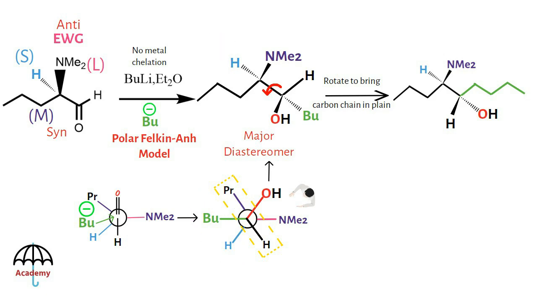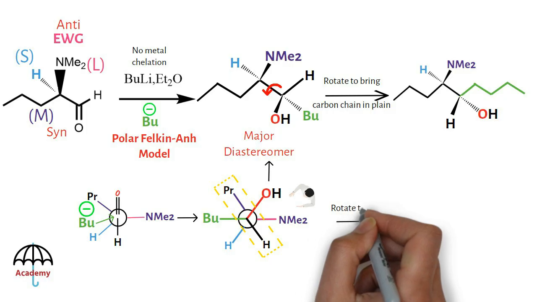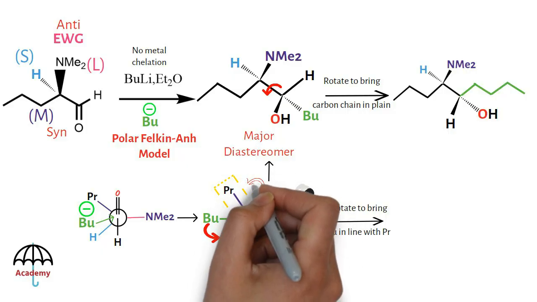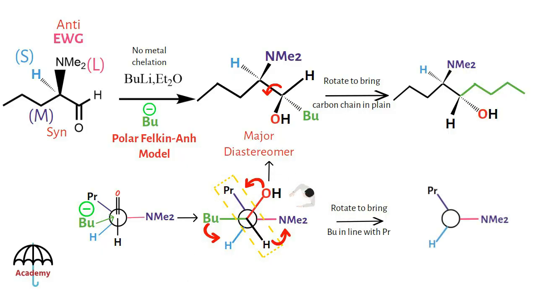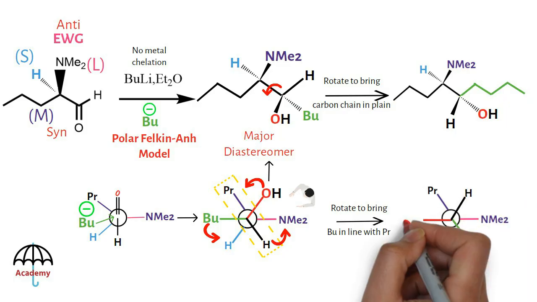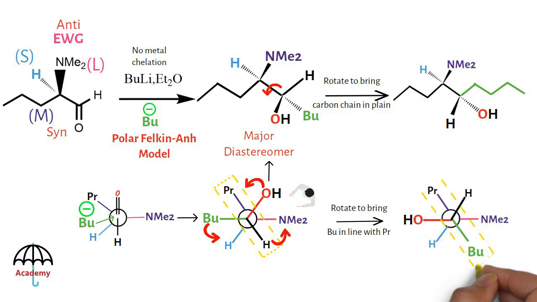In order to have longest carbon chain in plane of paper, we can rotate the front carbon to bring butyl opposite to propyl. The rotation is anti-clockwise. Groups on back carbon remain unaltered. Butyl reaches here opposite to propyl. Hydrogen reaches here. And hydroxyl reaches here. Now propyl and butyl are opposite to each other. This will be drawn in plane of paper.